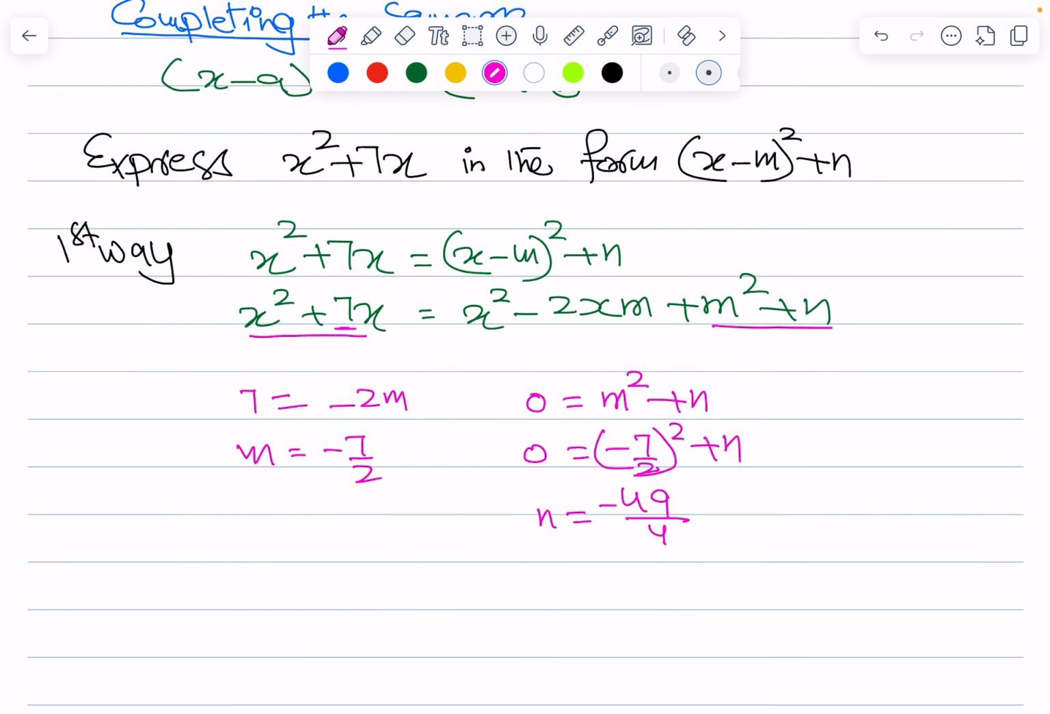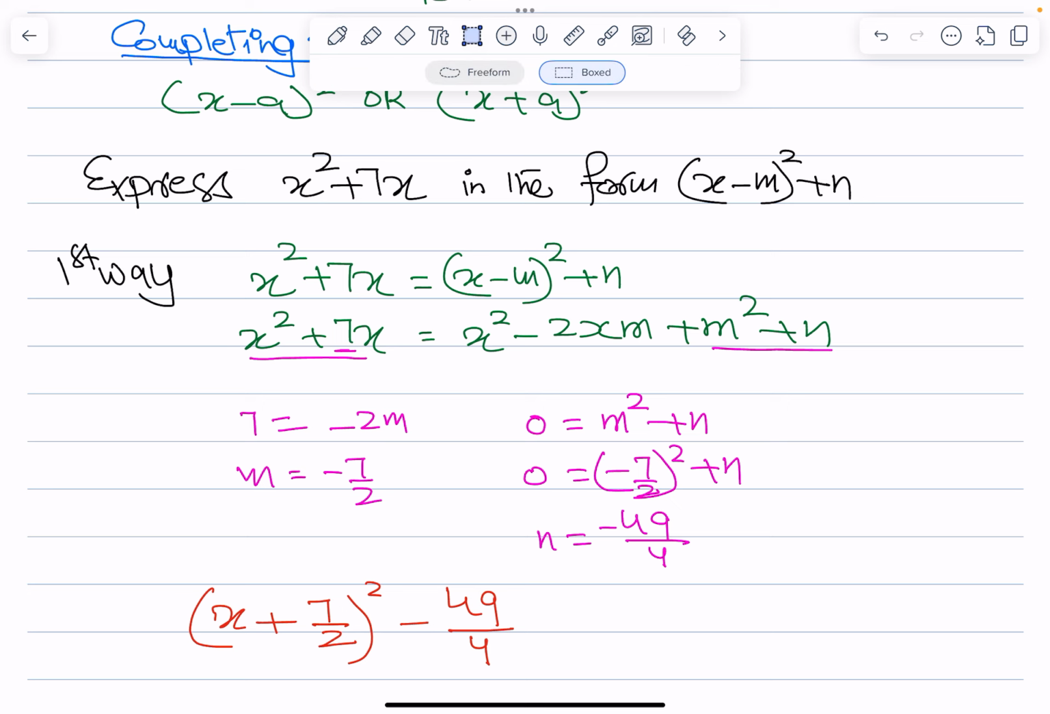So you may write it like this: x minus, we already have a negative sign, so m is minus 7 over 2, so this is x plus 7 over 2 whole square, and n is minus 49 over 4. So this is your answer.